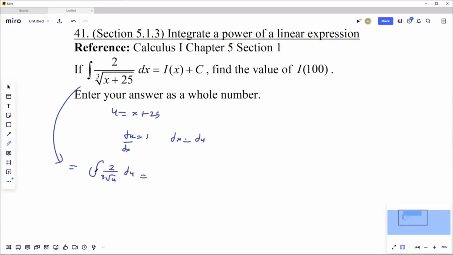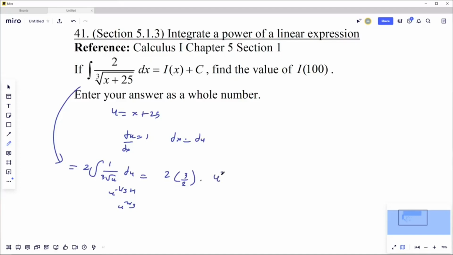So basically you can integrate immediately. If you want, I'll take the 2 outside. So 2 times the integral of this. This is the same as u to the power of minus 1 over 3, because it's down, and it's a cubic root. So if you add 1, you get 2 over 3, and that's your new power, after integrating, of course. So divide by 2 over 3, so you get times 3 over 2.